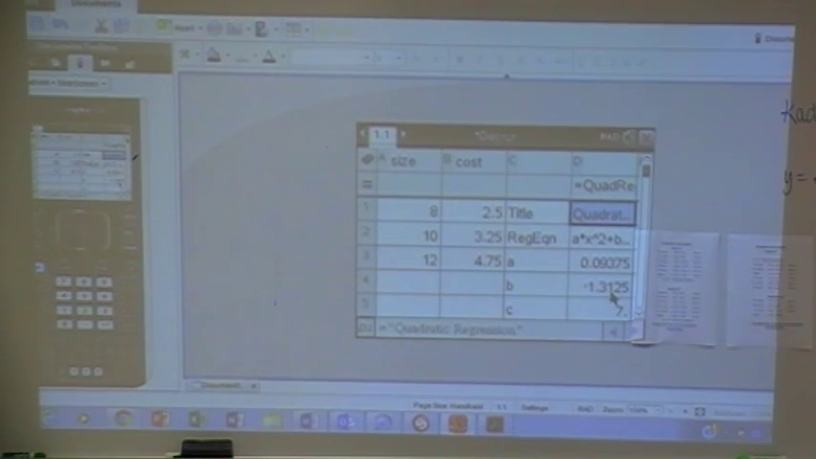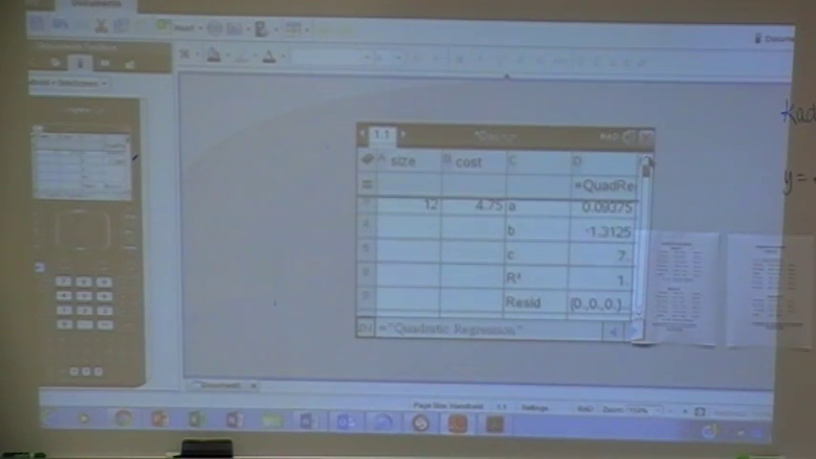So I'm going to do 0.09x squared minus 1.31x plus 7 is going to be, and look at your R. My R squared value is 1, which is 100%. This is 100% accurate. Okay, so now that I've done that, I'm going to add a page.